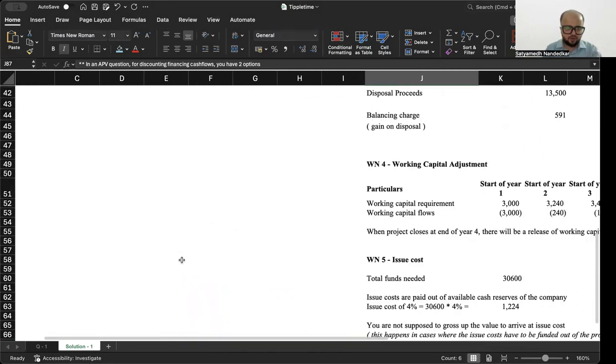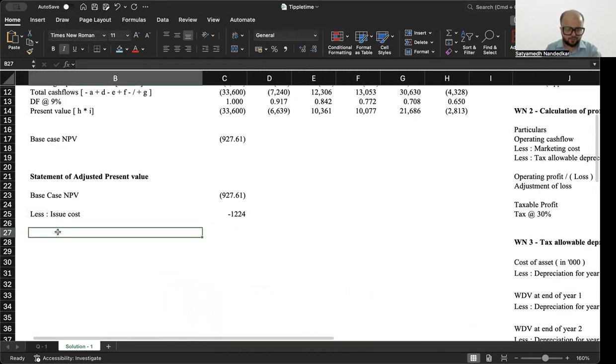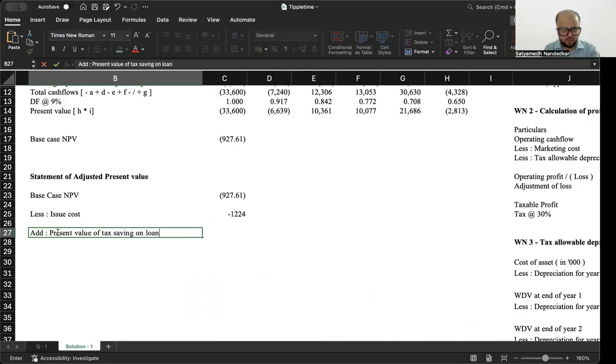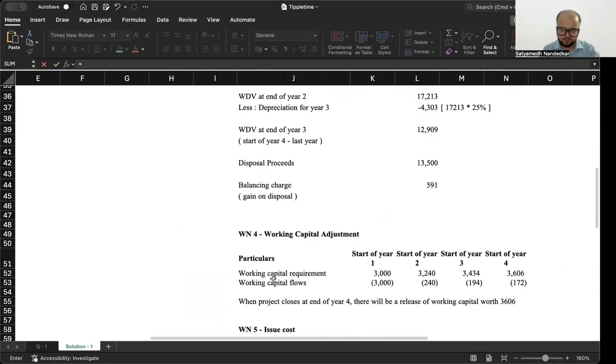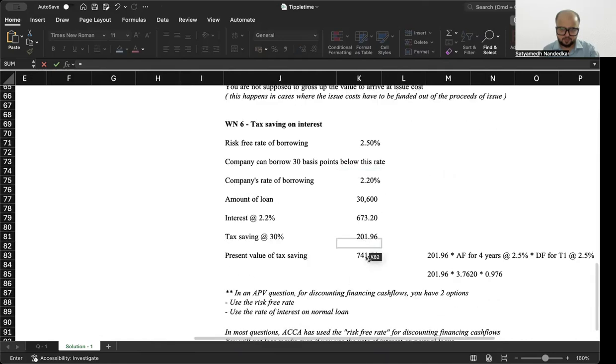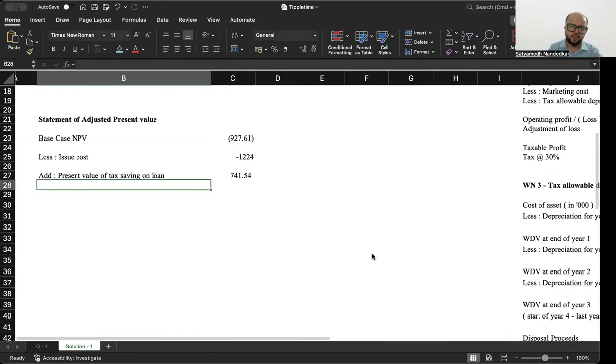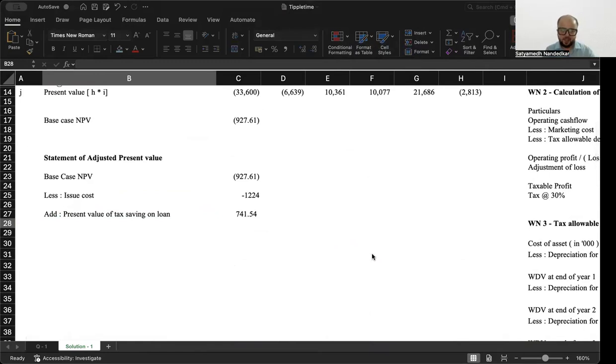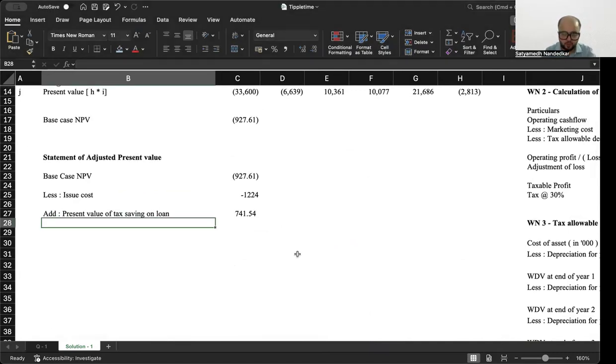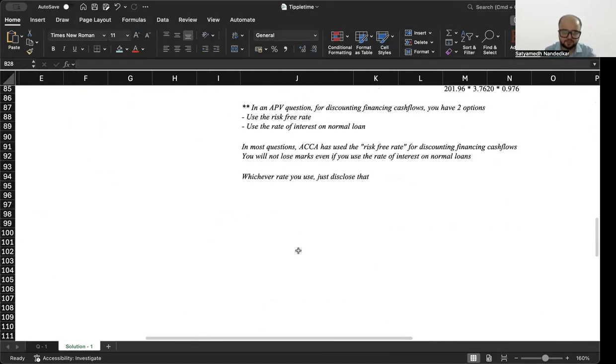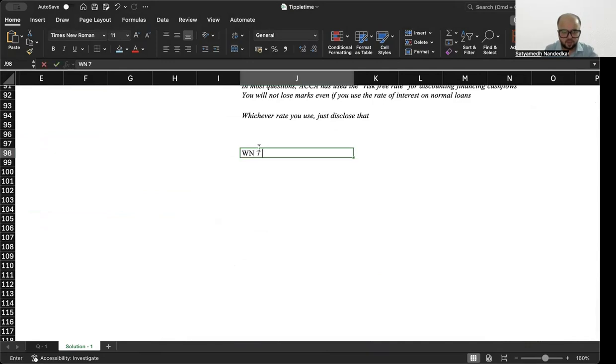What is the present value of tax saving? Add present value of tax saving on loan, 741.54. Okay. Now, we are only left with one thing. We are left with the present value of cheap loan. Working note 7, present value of cheap loan.